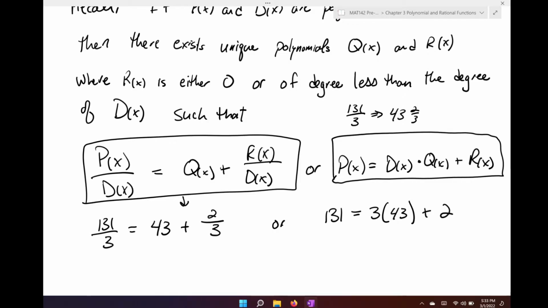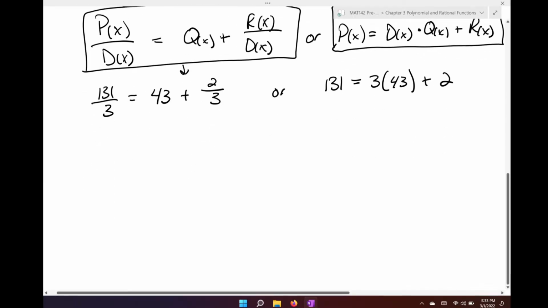All right, so here's our next example. Now, instead of doing just a basic numerical problem, we're actually going to do a problem that deals with polynomials. Let's divide p of x equals 2x squared minus 5x minus 7 by d of x equals x minus 2.